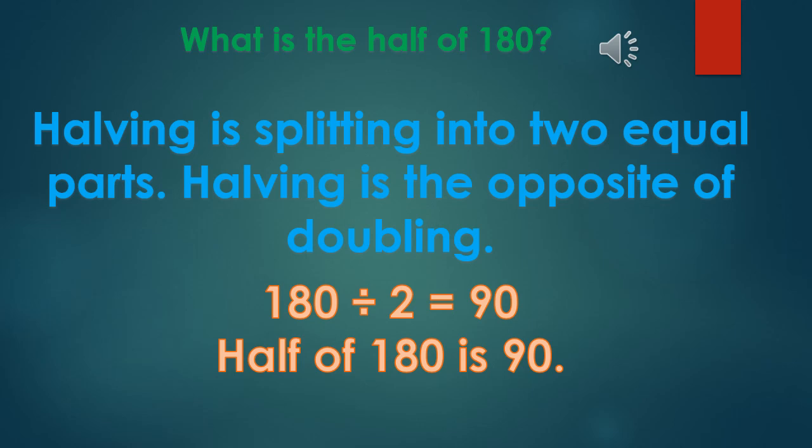Now students, remember that halving is splitting into two equal parts, and halving is the opposite of doubling. Now if we need to find the half of 180, we need to distribute it into two equal parts. So if I add 90 plus 90, I'm going to get 180. Or if you divide 180 by 2, you get 90. So the half of 180 is 90.